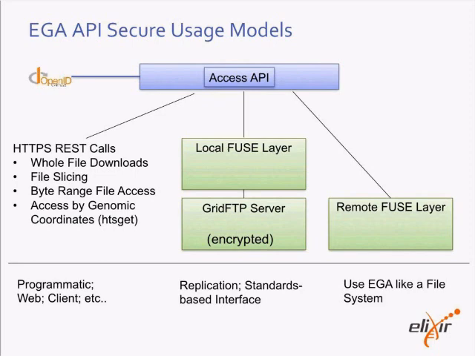Another access method is the FUSE layer, which I will talk about in the next slide. And here we have two methods. One is to run the FUSE layer locally and then attach a GridFTP server to it. This is what we use for replicating data. It is also possible to attach an Aspera service to it. So this allows you some standards-based access methods to the EGA. And on the right-hand side, it is also possible to run the FUSE layer locally in your system. And that way, the EGA data then appears to you as a file system.